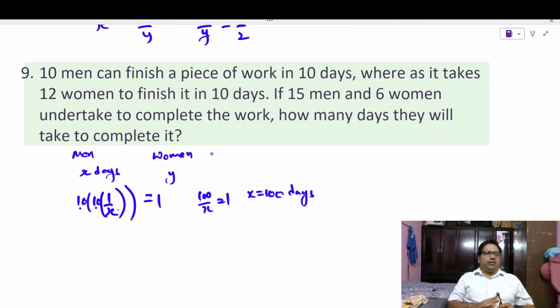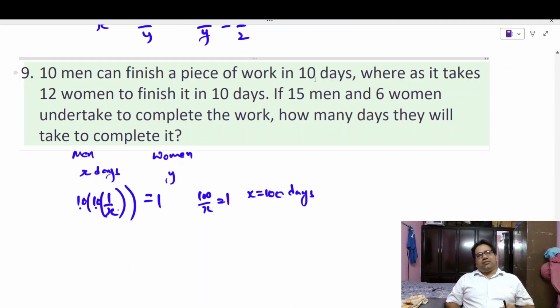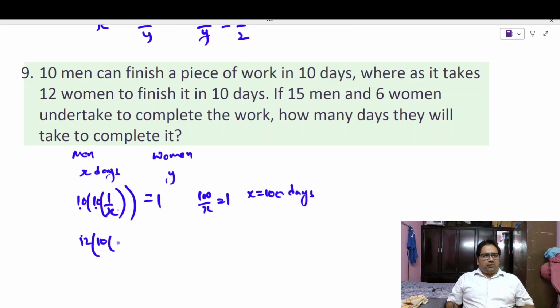You don't even need to do this calculation. 10 people work for 10 days, that means if one person is working, he has to work for 100 days. Simple, right? Similarly, 12 women and 10 days. Doing the same calculation, 12 women can do it in 10 days, so 1 woman will take 120 days. Very simple, right? So y equals 120 days.